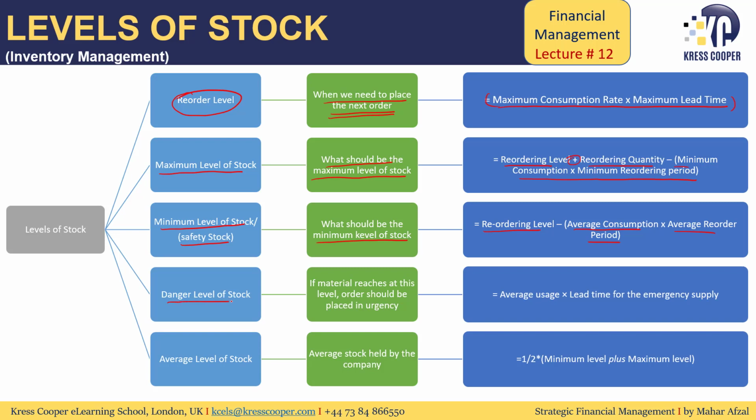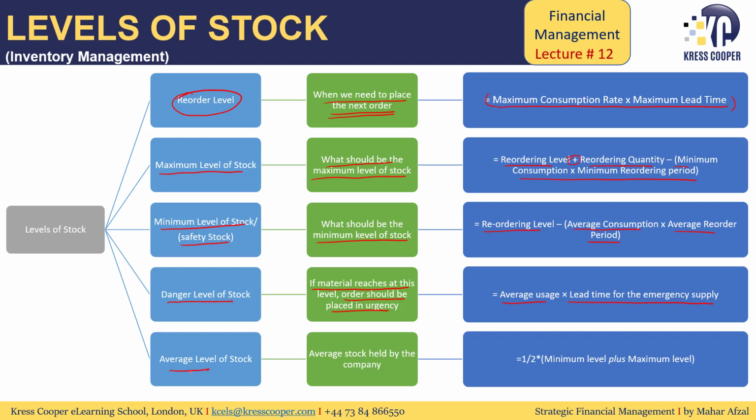Danger level of the stock: if the material reaches this level, an order should be placed urgently to the supplier who has the minimum lead time. And how can we ascertain the danger level of the stock? This is equal to average usage into lead time for the emergency supply.